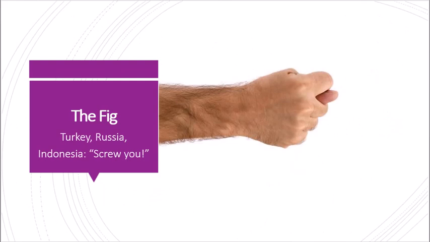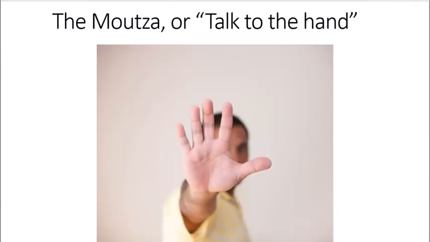Likewise, with the fig in the United States, we commonly play this with our grandparents when we're 2 years old. It's the old got your nose symbol. But in other countries, this can be considered highly offensive, and it can be the prelude, perhaps, to arguing with somebody. In the Middle East, this is known as the Mutsa.